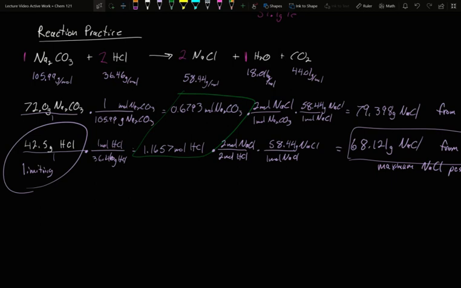Subsequent question, though. How much of the excess reagent is left? So if HCl is our limiting reagent, sodium carbonate is our excess reagent, which, well, that means there's some amount of it remaining. It didn't all get used. So see if you can sort that one out for a minute. Based on the amounts we calculated, how much of the other starting material still remains? Go ahead and pause and give it a try.